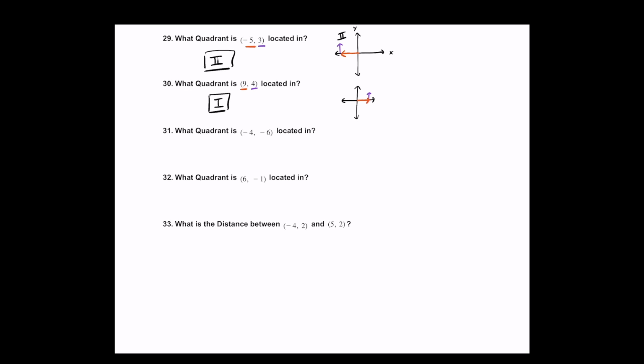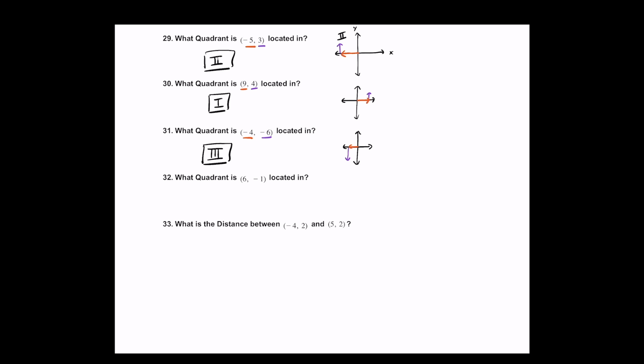Okay. And number 31, let's take a look at this point here. So here's our y-axis, here's our x-axis. This negative 4 means you move to the left 4 units. And what does this negative 6 mean? It means you move down 6 units. This right here is quadrant 3.